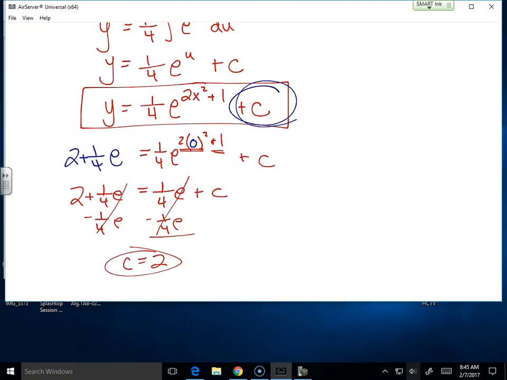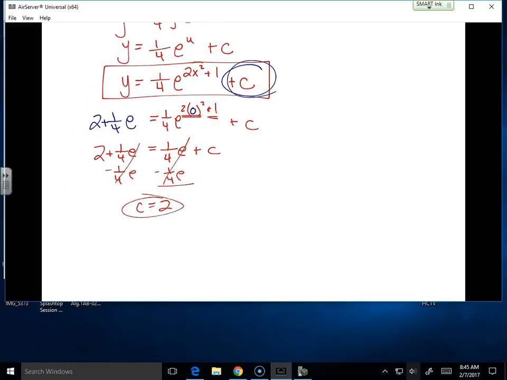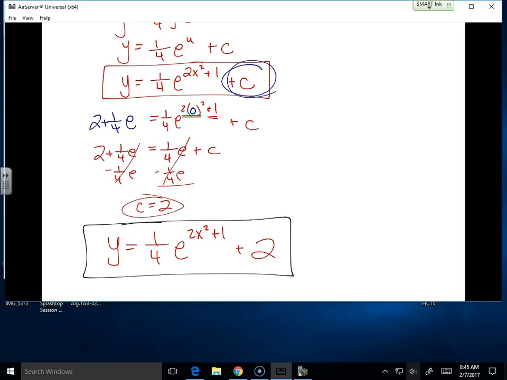But if they're asking us to solve, do you think they just want c? No. They want the y equals with the c. Plug it in, plug it in. They're so needy. They want the entire thing.